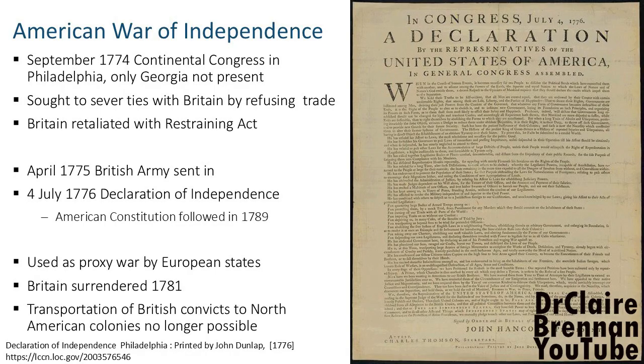But look at the dates. This is not something that happens overnight. The Continental Congress is held in 1774. There are those steps in between. There are outbreaks of conflict. There's involvement of other European states who are enjoying being able to cause trouble for the British. And there's finally surrender in 1781.